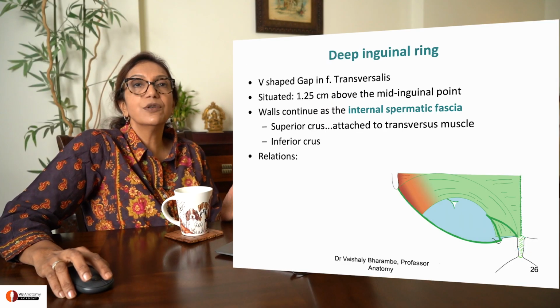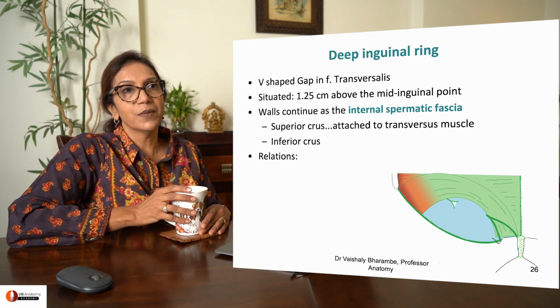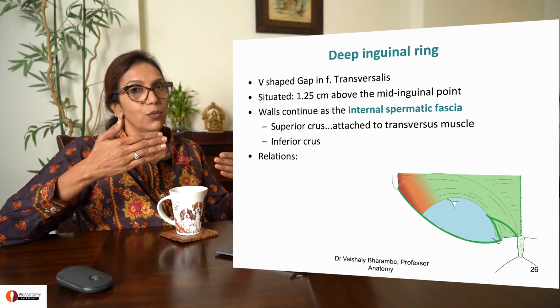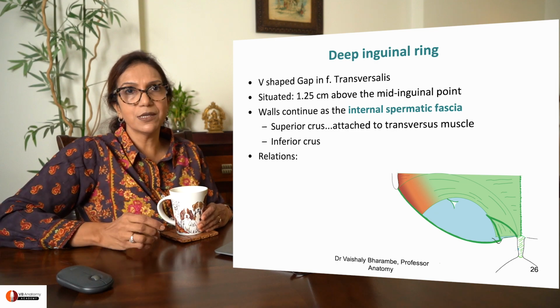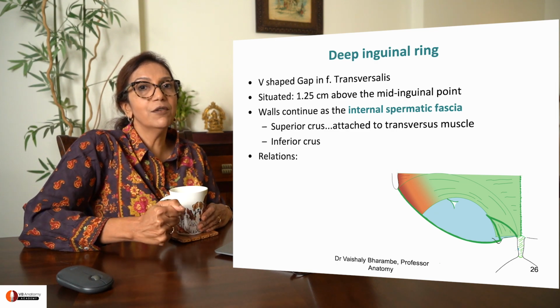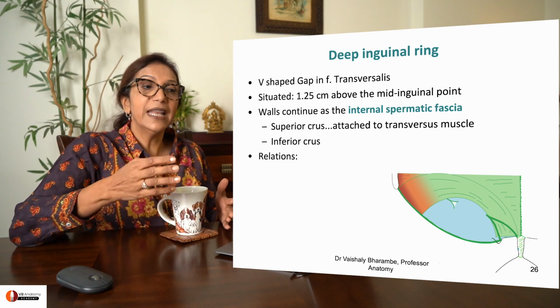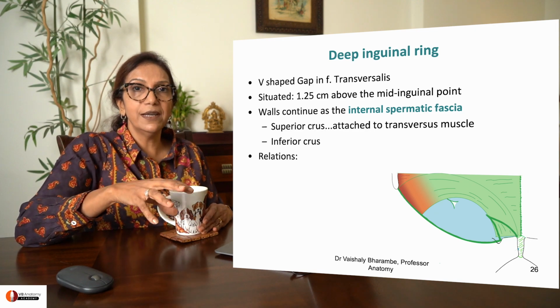What are the relations of this deep ring? Again, I have the same advice to you. If there is a hole in a wall, something is going to pass through it. Okay. So what is the strengthening given to this hole so that there is no hernia formation? That is why we must know what are the relations.